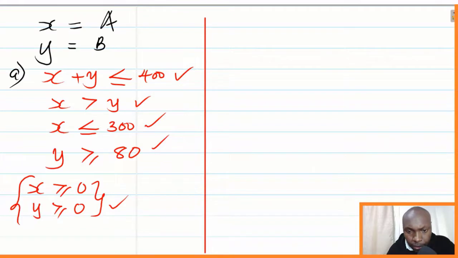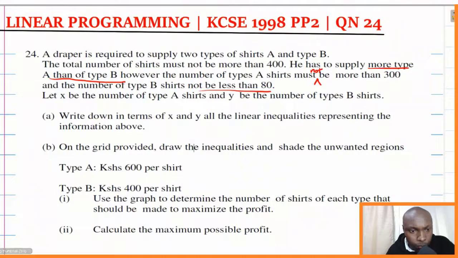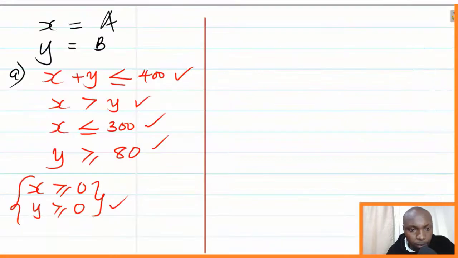Now after doing that, on the grid provided, draw the inequalities and shade the unwanted region. We're supposed to draw these inequalities, and we start with the first one here, x.